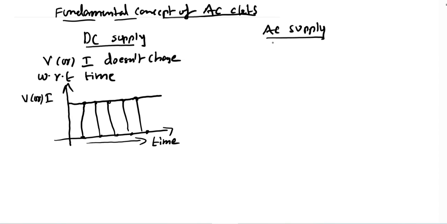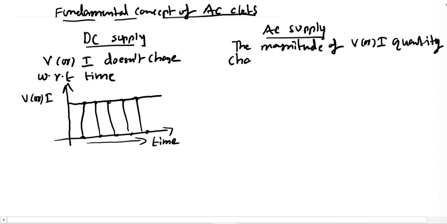And coming to AC supply or AC current, here the magnitude of the voltage or current quantity changes with respect to time. So that is the definition if you talk about what is meant by alternating current or alternating supply systems.